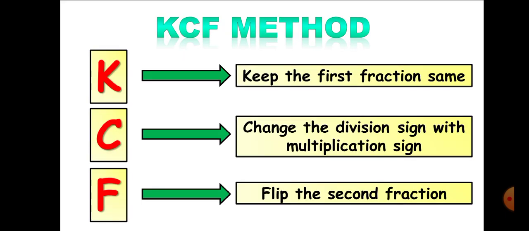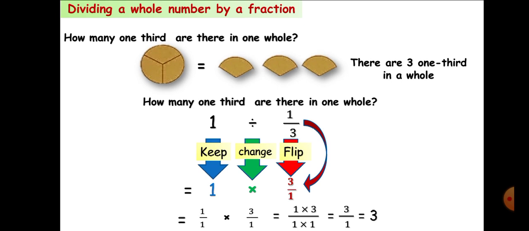Okay, let me tell you about the KCF method. You would be thinking, what's a KCF method? KCF, not KFC. So don't think that we are discussing KFC and we are going to eat KFC. We are just discussing the KCF method. K means keep the first fraction the same. Whatever the first fraction is, you have to keep it the same. C means change. You have to change the division sign into a multiplication sign. F means flip. Whatever the second fraction is, you have to flip it, like you have to find the reciprocal of that.